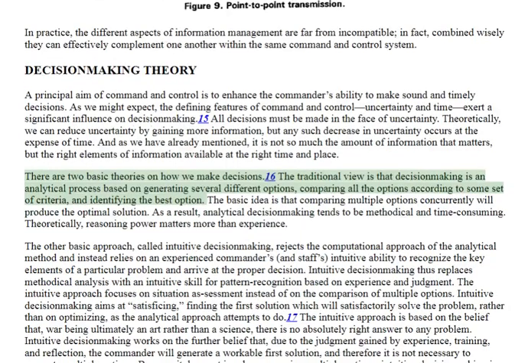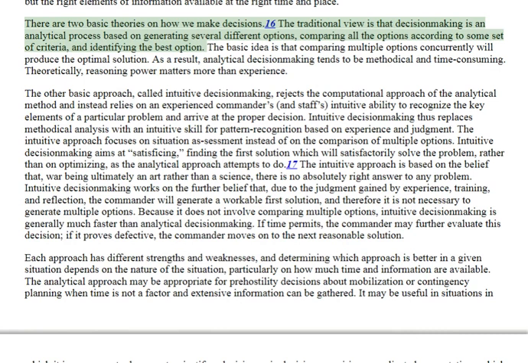There are two basic theories on how we make decisions. 16. The traditional view is that decision-making is an analytical process based on generating several different options, comparing all the options according to some set of criteria, and identifying the best option. The basic idea is that comparing multiple options concurrently will produce the optimal solution. As a result, analytical decision-making tends to be methodical and time-consuming. Theoretically, reasoning power matters more than experience.